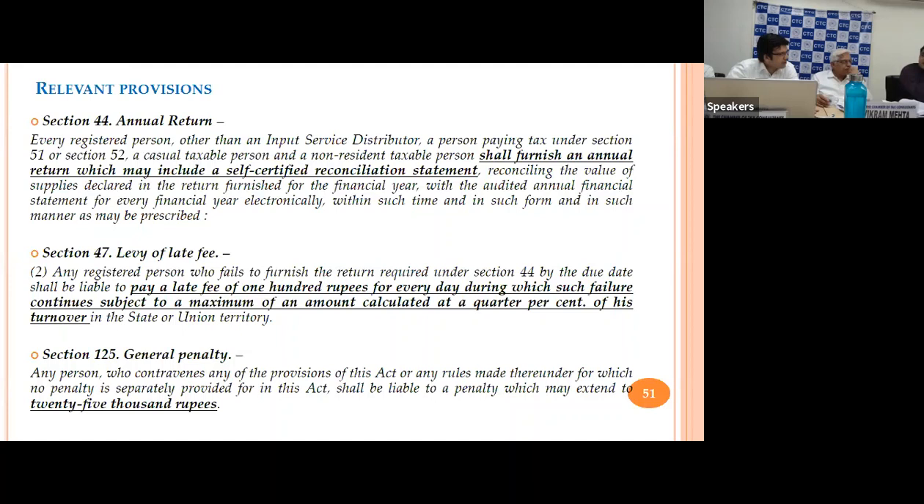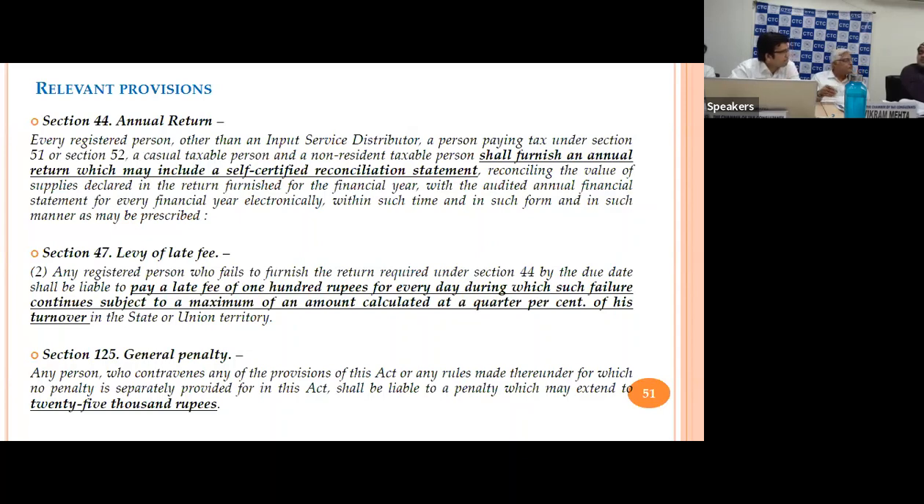You're paying late fee for GSTR-9. What about 9C, sir? 9C, so that is the point. Now 9C is part of 9, no? Yeah. So it comes to section 44. If you see section 44, it says, shall furnish an annual return which may include a self-certified reconciliation statement. And section 47(2) says, any registered person who fails to furnish the return required under 44 by the due date shall be liable to pay a late fee of so and so. So basically, it covers both.